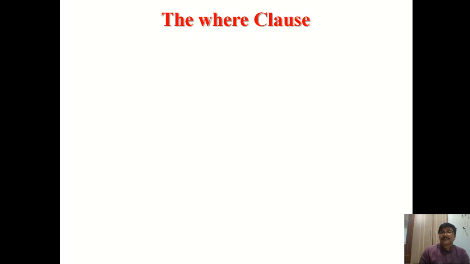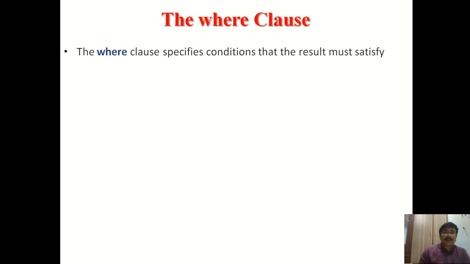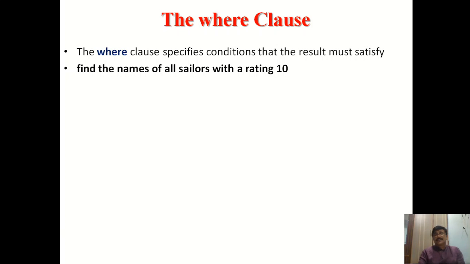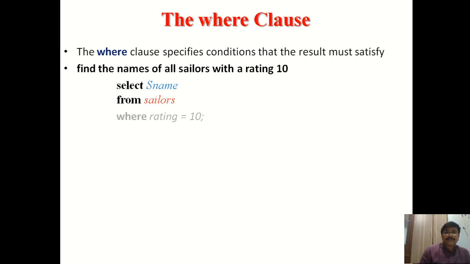The next one is the where clause. The where clause is optional in the SQL select statement. If you have any conditions, then you can use the where clause. Otherwise, we can simply omit it. So here we have a query: find the names of all sailors with a rating of 10. Here we need to display the sailor names whose rating is 10. For this, select S name from sailors. Here we need to write the condition in the where clause, where rating is equal to 10. This query displays the sailor names whose rating is equal to 10.